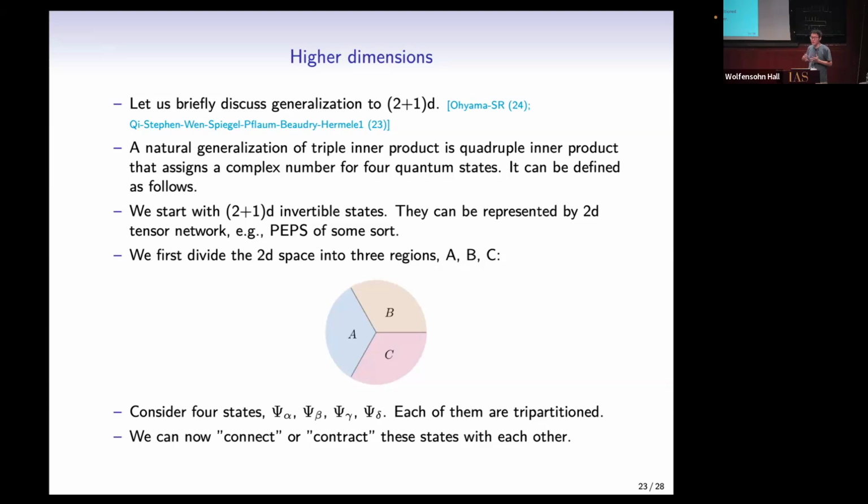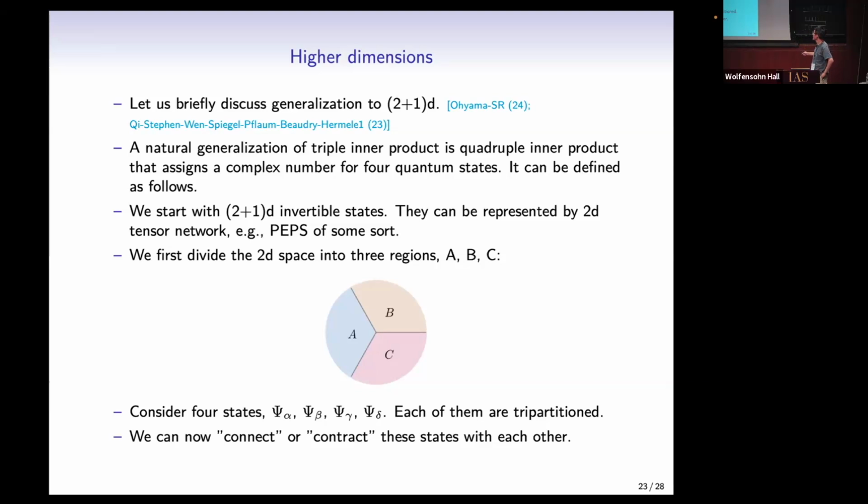So in one dimension, we had the triple inner product with 3 states, and now we want a generalization, and the generalization naturally involves 4 quantum states. Previously, I had a bipartition of the 1D system, but we could now make a tripartition of the 2-dimensional space into 3 regions A, B, C. So this is the 2-dimensional plane, let's say, the physical space, not the parameter space. And I tripartition this physical space into 3 regions A, B, and C.